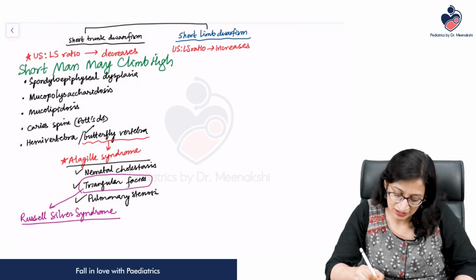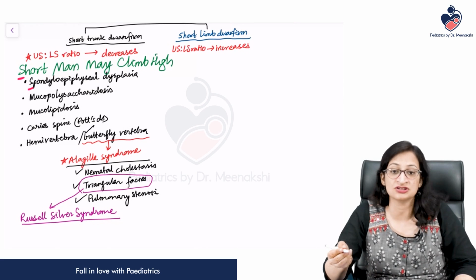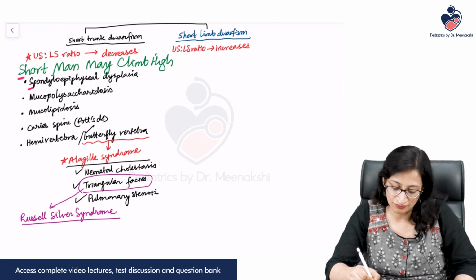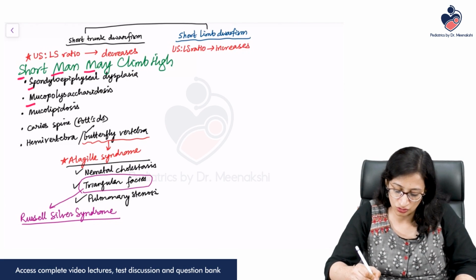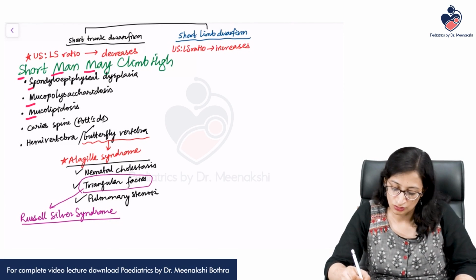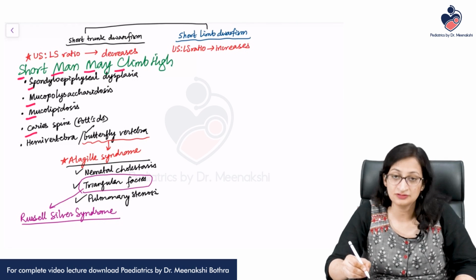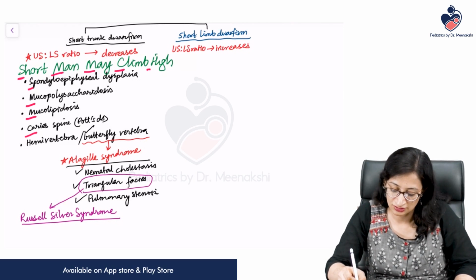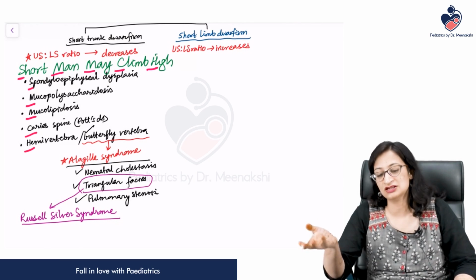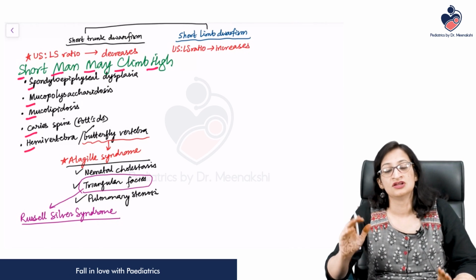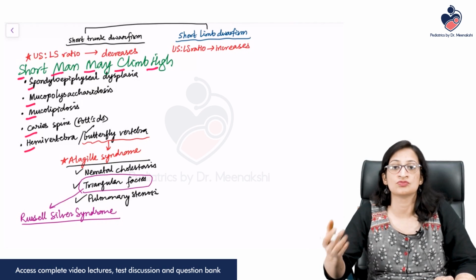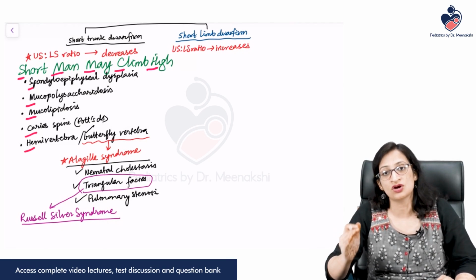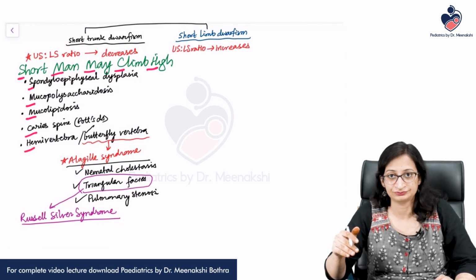So, with S, you have spondyloepiphyseal dysplasia. With M, mucopolysaccharidosis. Another M, mucolipidosis. With C, Caries spine. With H, hemivertebra or any congenital vertebral defect. So, that is the mnemonic here: short man may climb high. So, these are some important causes of short trunk dwarfism.